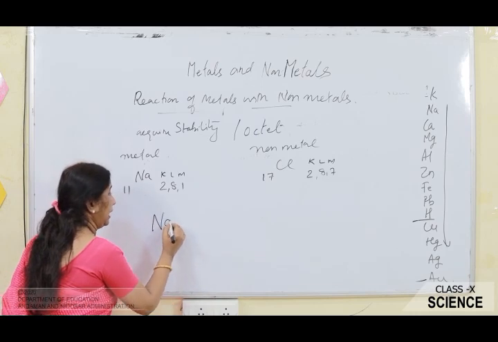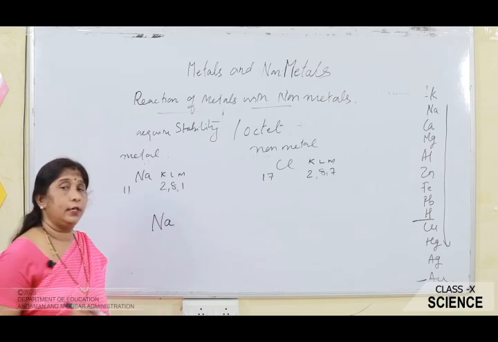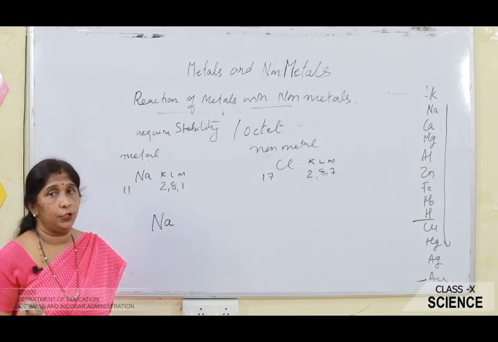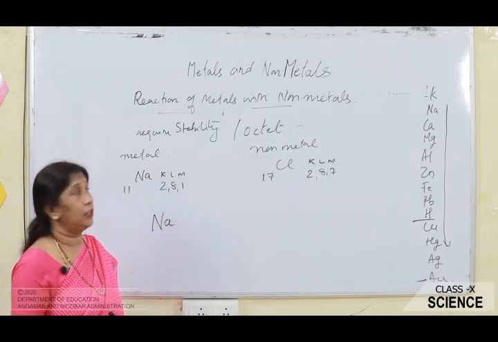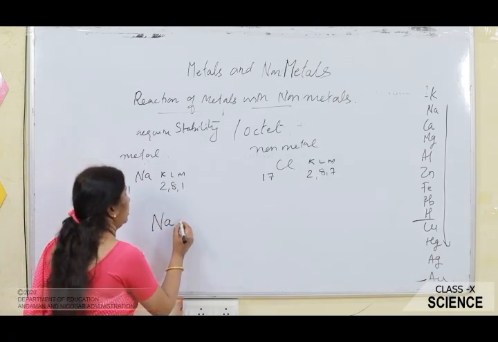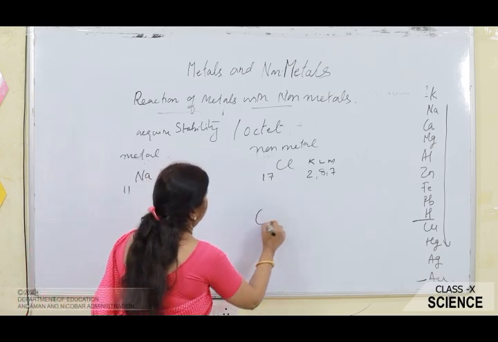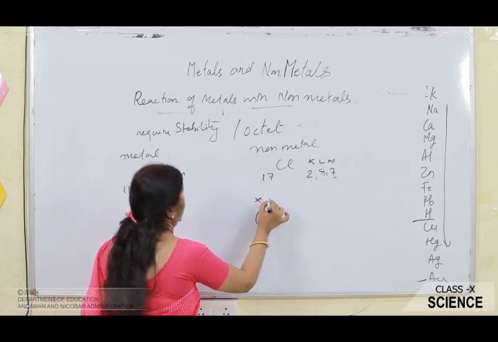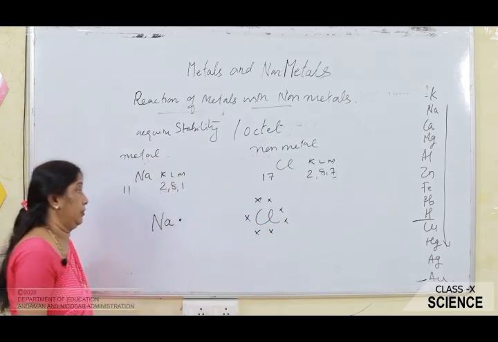We will draw the electron dot structure of sodium. See here, which electrons take part in chemical bonding? Only the electrons present in the outermost shell of an atom. How many electrons are present in the outermost shell of sodium? 1. So I will draw 1 electron. Then chlorine. How many electrons in the outermost shell? 7. 1, 2, 3, 4, 5, 6 and 7. Okay, 7 electrons are there.